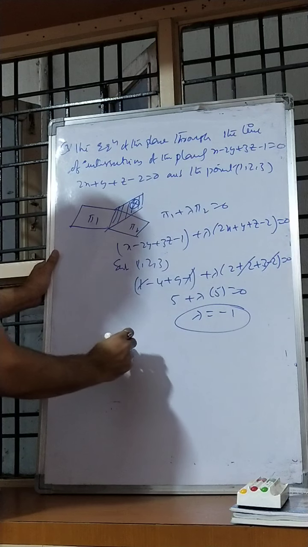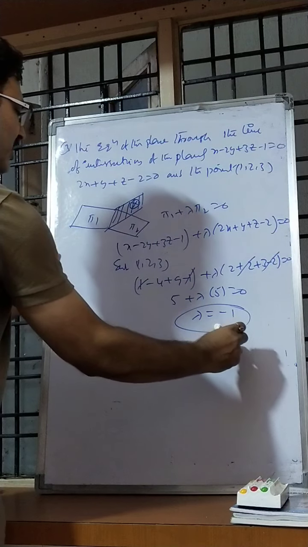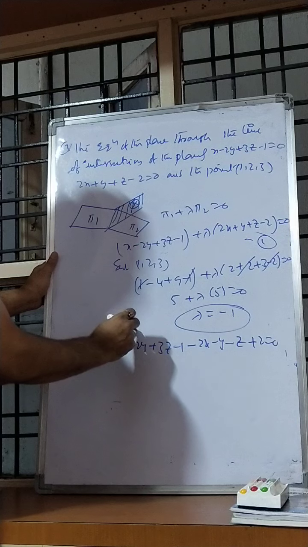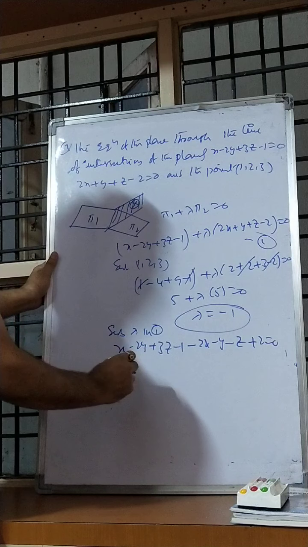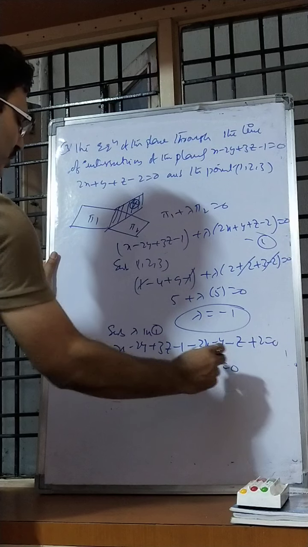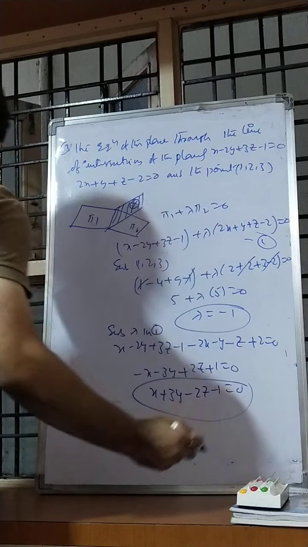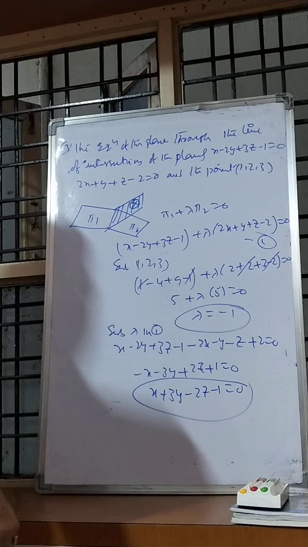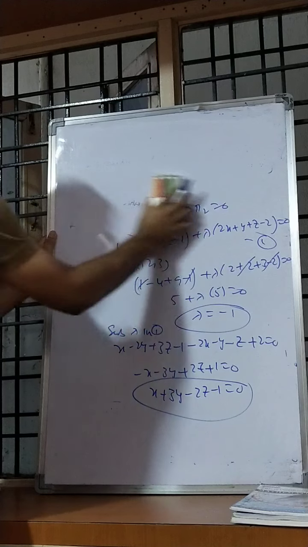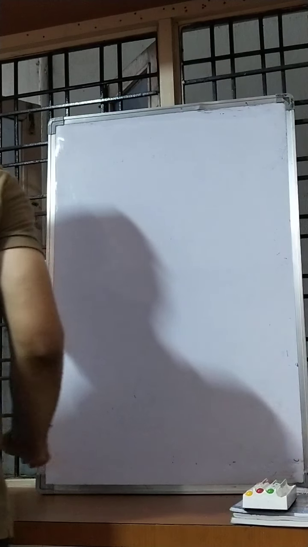That lambda you substitute here: x minus 2y plus 3z minus 1 minus 2x minus y minus z plus 2, sir. You see, substitute lambda in the first one. I got it like this. So minus x minus 3y plus 2z plus 1 equal to 0, or finally x plus 3y minus 2z minus 1 equal to 0 is the answer, sir. Okay, like this. Now we'll move on to the next one.